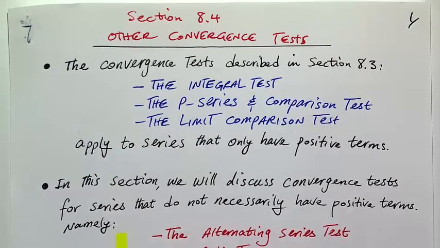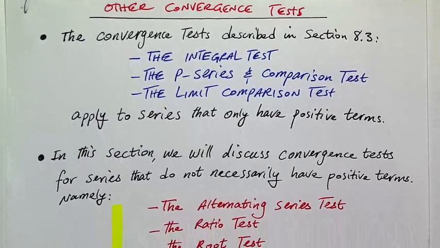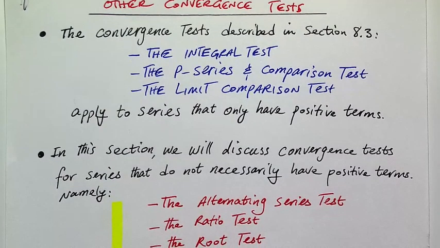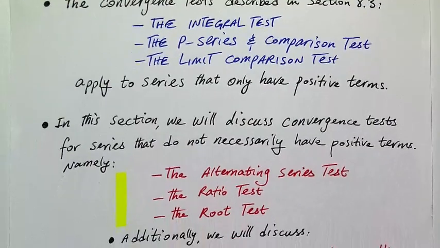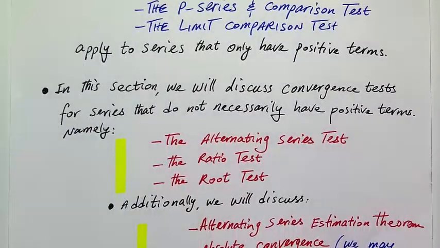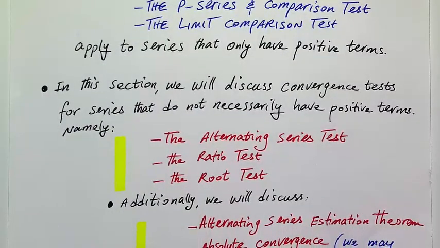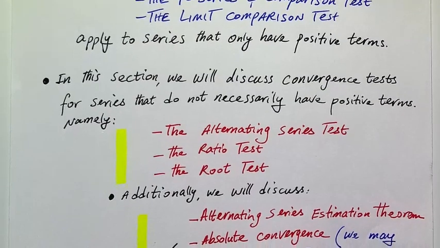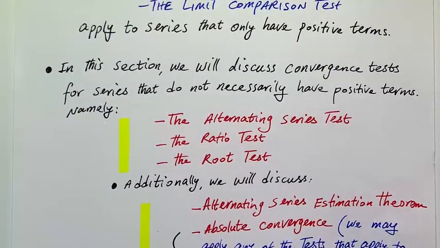In this section, we will discuss more convergence tests such that they can apply to series that do not necessarily have positive terms. They can have negative terms as well as positive terms. These are their names shown in red: the alternating series test, the ratio test, and the root test.